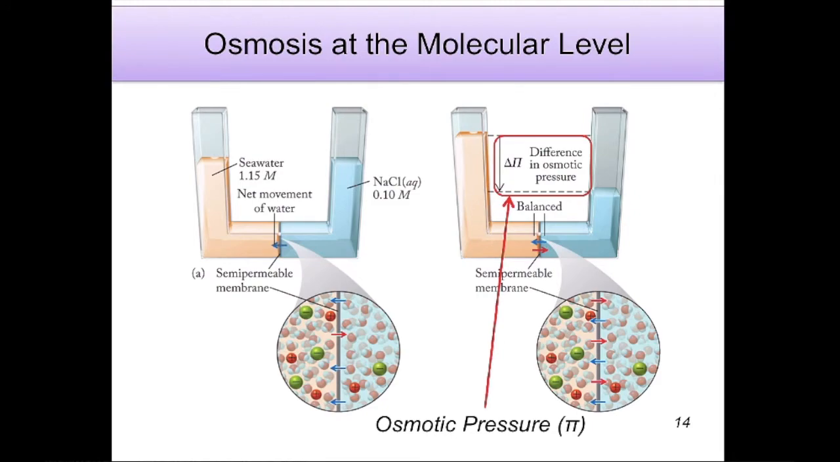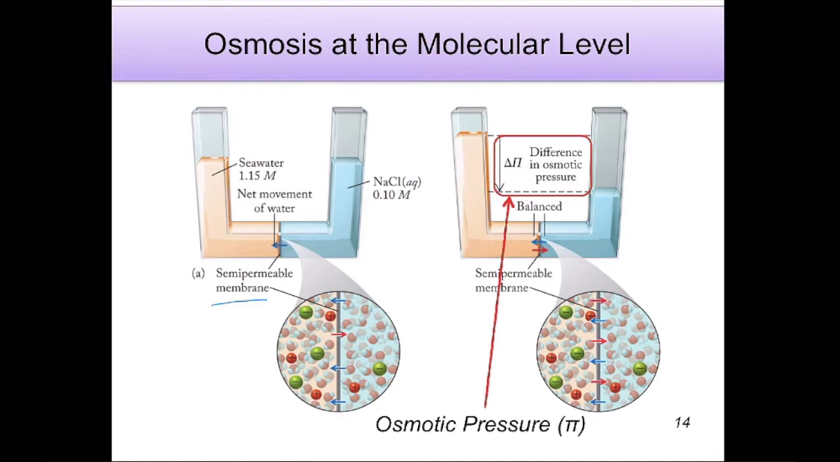So this is what it would look like if you had two different solutions on either side of a semi-permeable membrane. Semi-permeable membrane being this guy here in the middle. It's an open container on each side, so we have sodium chloride at 0.1 molar concentration on the right-hand side, seawater at a higher concentration on the left-hand side. And the membrane is only permeable to water. So none of the salt from the seawater, none of the sodium chloride can get across that membrane. So the solvent is going to move from a region of low solute concentration to a region of high solute concentration.